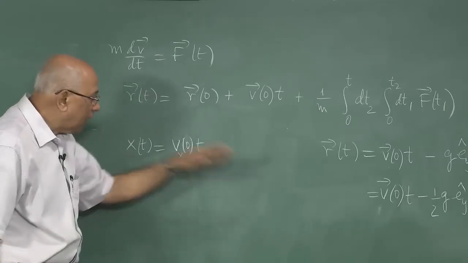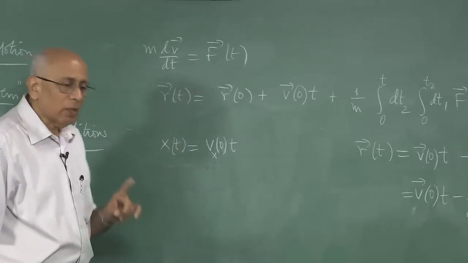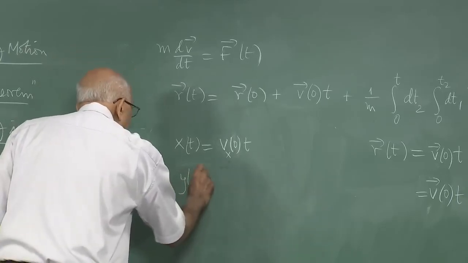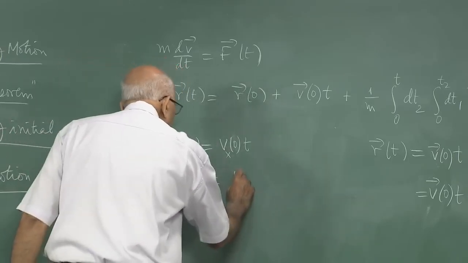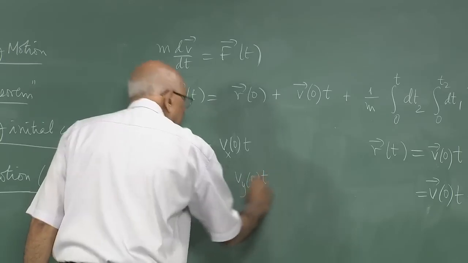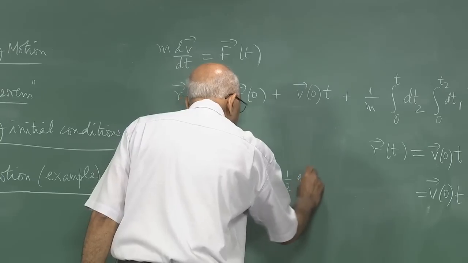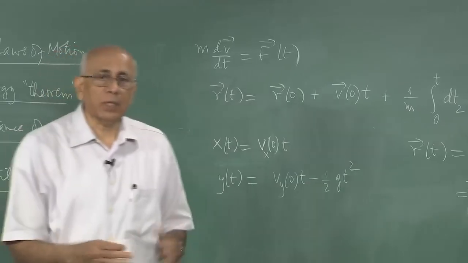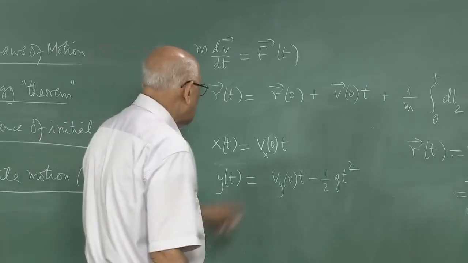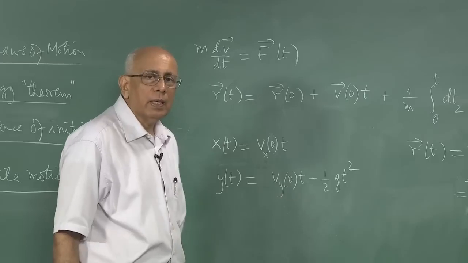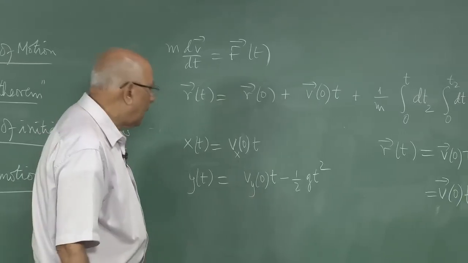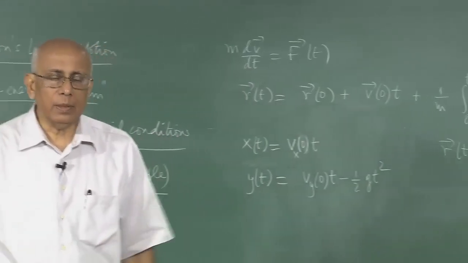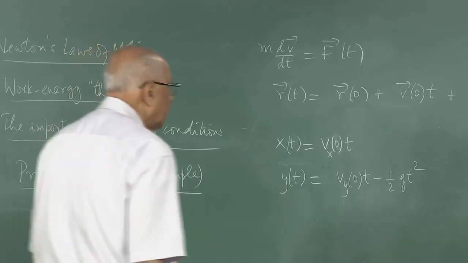So the horizontal component increases linearly with time if the velocity has an initial horizontal component. The vertical component is another story. The vertical component is equal to Vy of 0 times t minus half g t squared. And if you plot x versus y, you will get a parabola, because this goes linearly with t, and this goes quadratically with t, and when you eliminate time between these two variables, you get a parabola in the xy plane, and that is the path of the particle, the trajectory that you get.